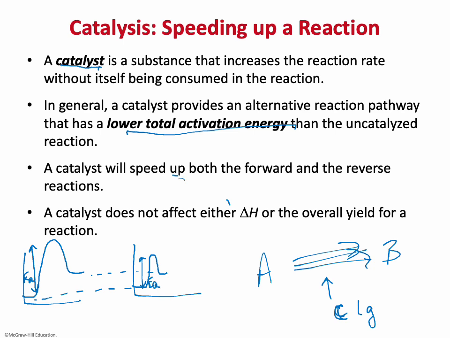A catalyst will speed up both the forward and reverse reaction, so this would speed up, and the backwards reaction will also speed up. But it does not affect the delta H. So you can see here what is delta H. Delta H is this. Same thing here, delta H is this. So delta H is not affected. What's affected is the overall how fast the reaction occurs.